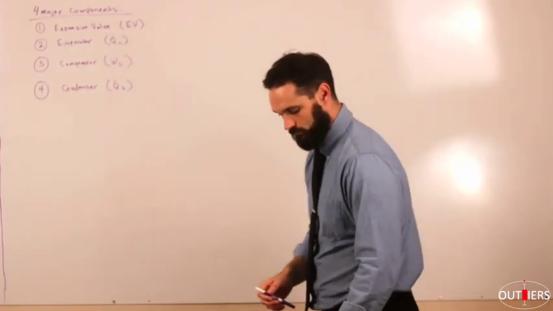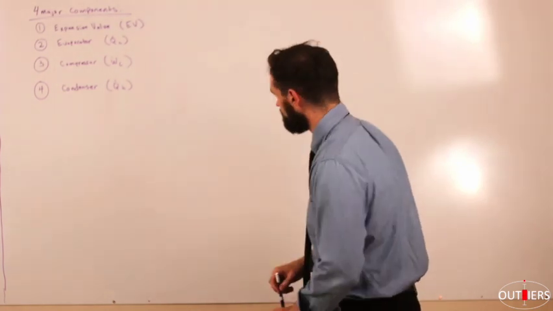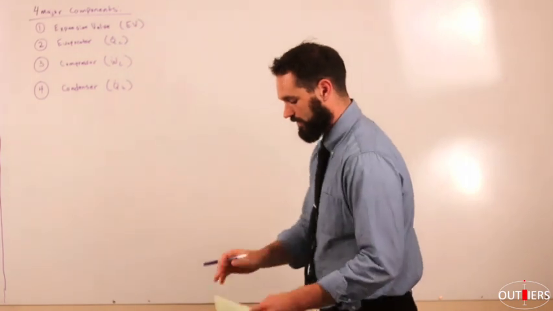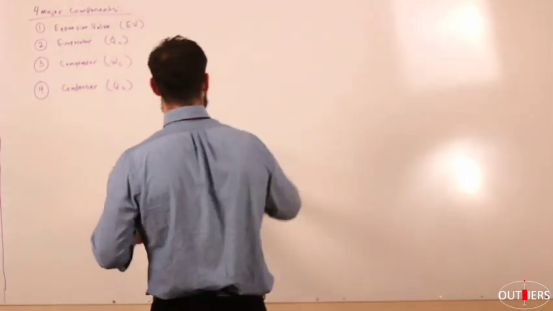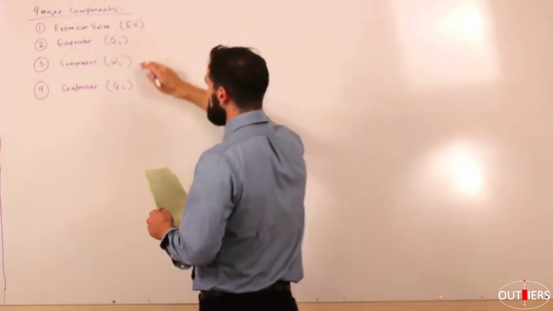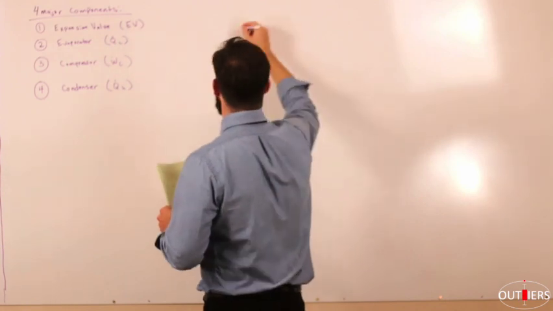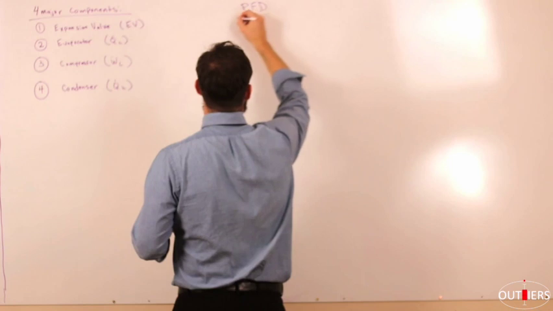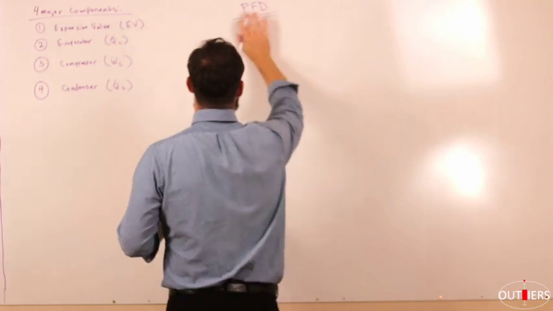Okay? So let's look at this system. And again, the system is circular, so we can really start with any point. But I'm just going to start as we listed them here. So I'm going to start with the expansion valve. And again, we're going to draw what in industry you would call a process flow diagram, or PFD.